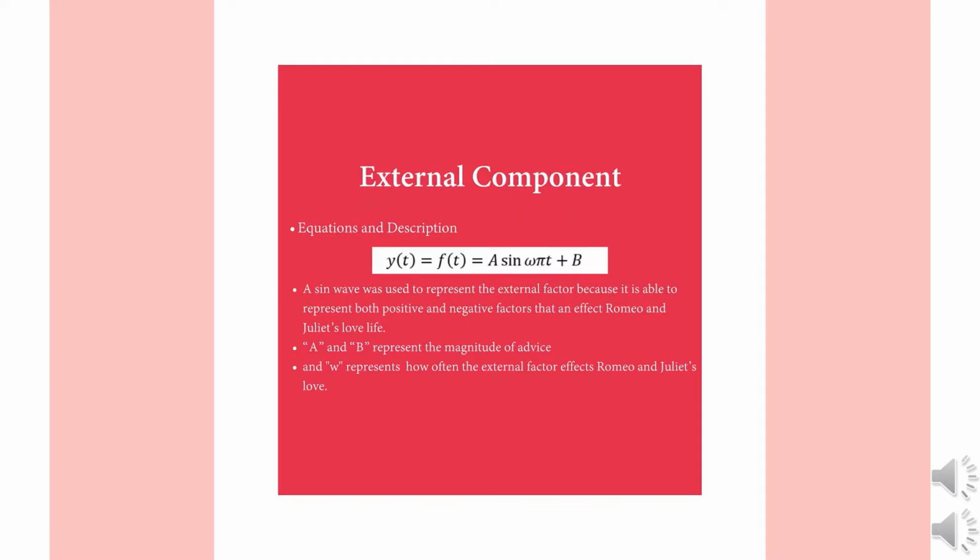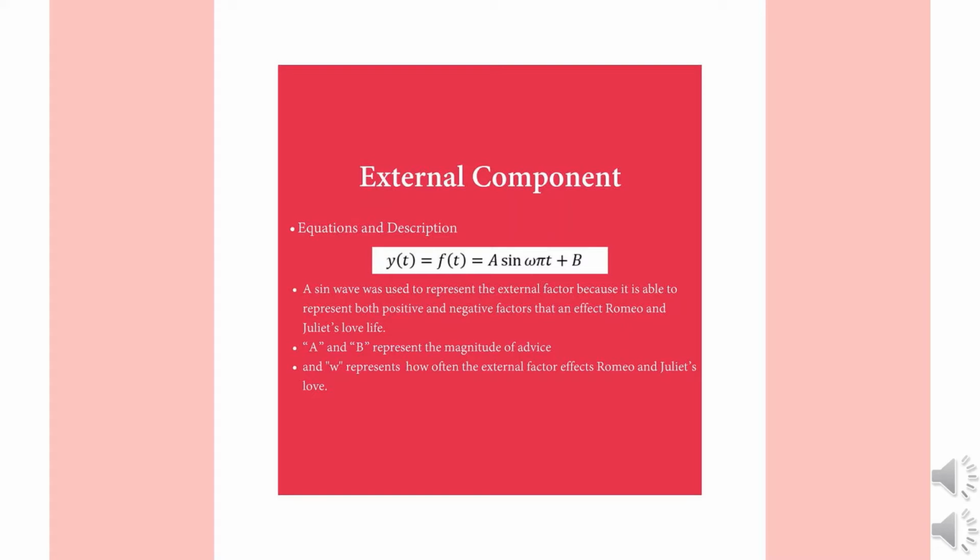Because the external factor that will affect Romeo and Juliet's love is not always going to be positive or always going to be negative, a sine wave is the best way to model it, because a sine wave is able to go to extreme highs as well as extreme lows. A and B represent the magnitude of the advance. This advance would be the external component, whether an advance from a human person, an advance in the decline of their mental health, or an advance in a new job. That's what A and B will represent.